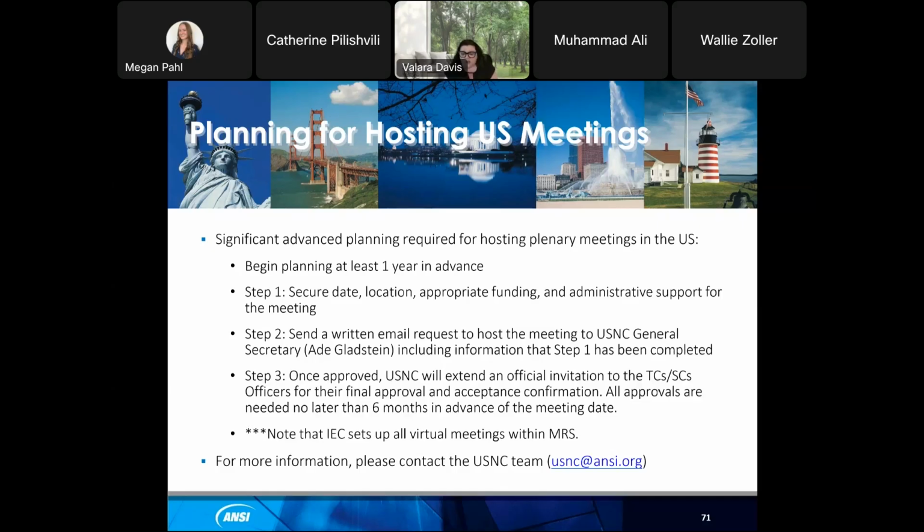You want to make sure that you're securing the date, the location, and whether there's appropriate funding within the TAG, or if you have sponsors within the TAG, making sure the financial commitment and any administrative support for the meeting are addressed before offering to host.